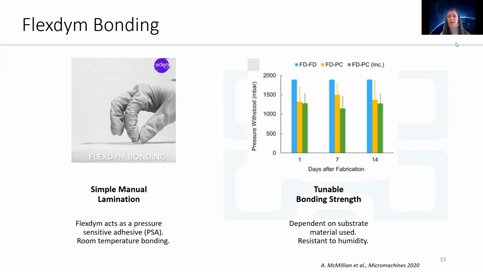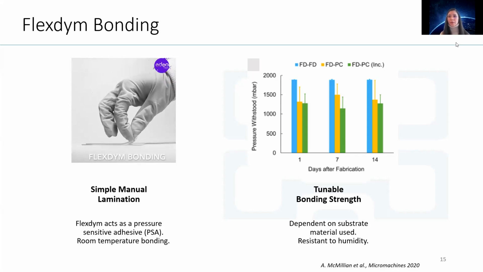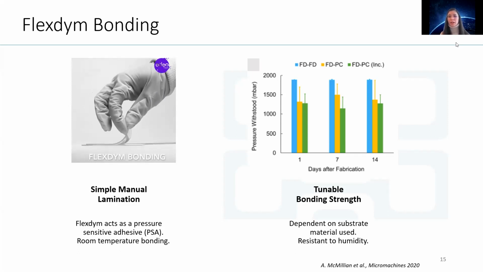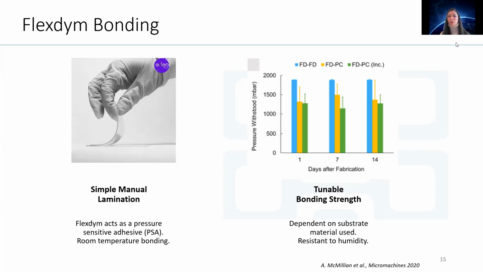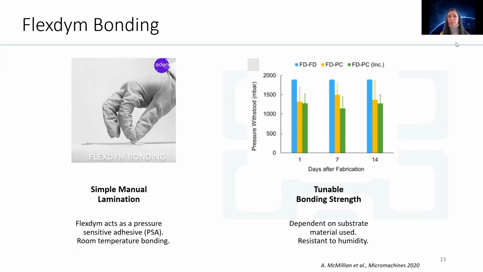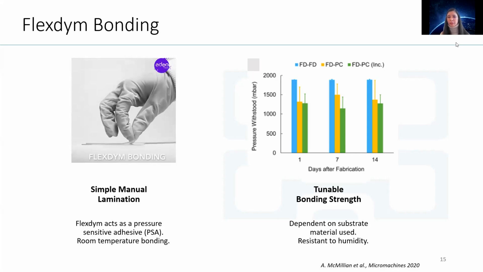And Flexdym can bond to a range of different substrates from different thermoplastics such as COC, polycarbonate, polystyrene, to glass, and to Flexdym itself. And so for each of these different substrates, the bonding strength is going to change. And this is why I wanted to highlight this tunable bonding strength of the material.